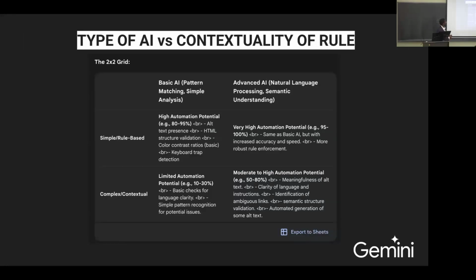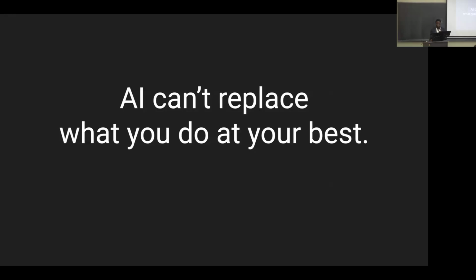We asked Gemini. It said basic pattern matching versus advanced AI. So again, automation from AI versus simple or rule-based or contextual and complex. So again, you start to see how these tools tend to think about how to split up the WCAG criteria into what can be automated and what can't be automated.